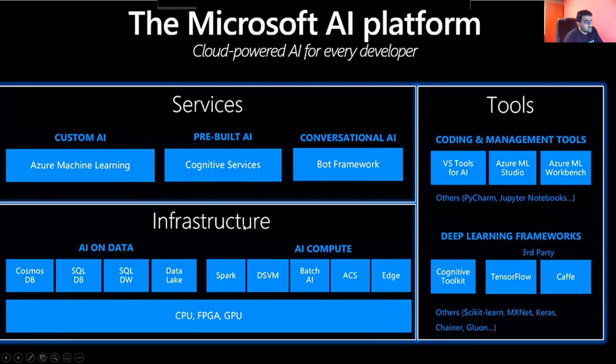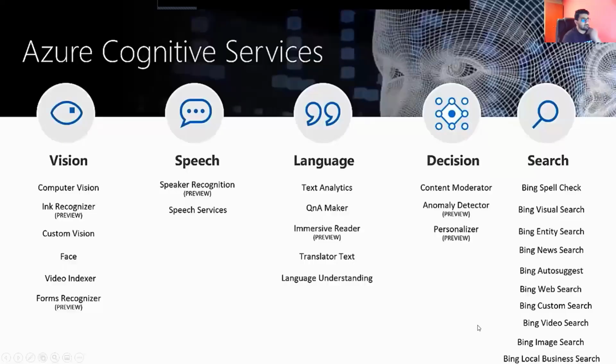Talking about infrastructure, all these three are created under this infrastructure, so you don't have to tackle that. We only need to work with this. For tools, we can use Visual Studio, ML Studio, and likewise. Talking about cognitive services, there are 5 main areas we can talk about: vision, speech, language, decision, and search.